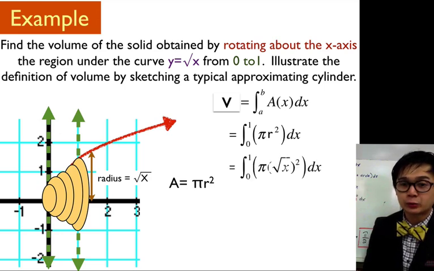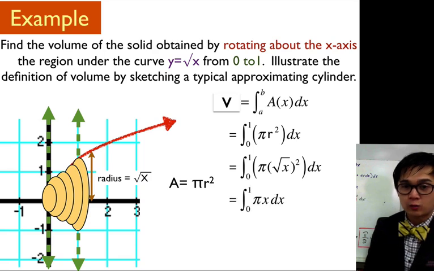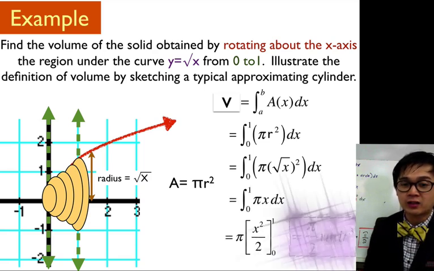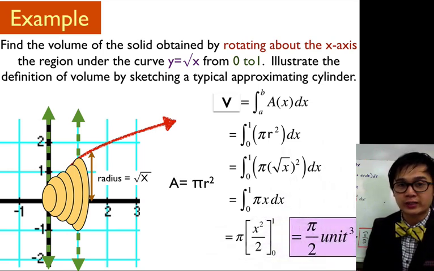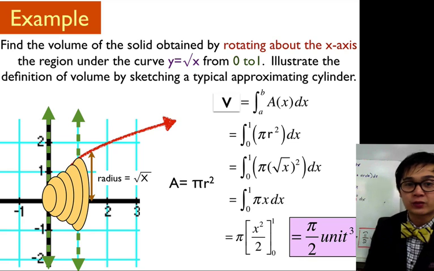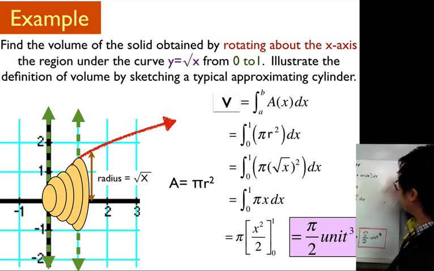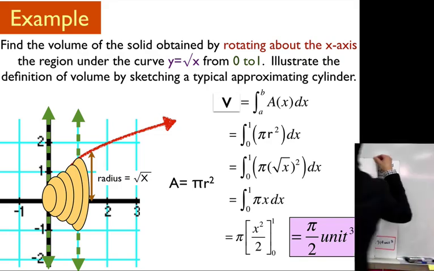Now, by substitution, our r is square root of x, so we'll have the integral of pi times square root of x squared dx from 0 to 1, which will give us pi x dx, and the integral of that function will give us pi over 2 unit cubed. And that is how we compute for the volume of a given function using integration. Now let's have the second example.